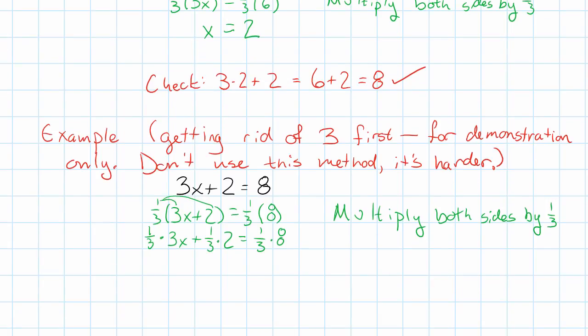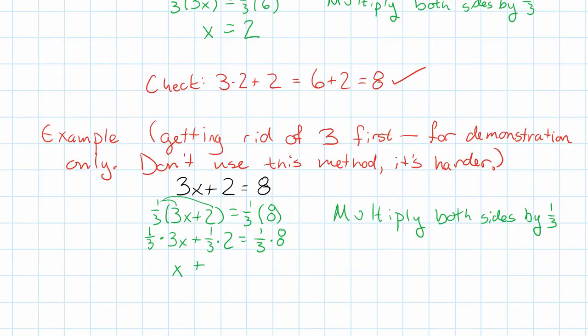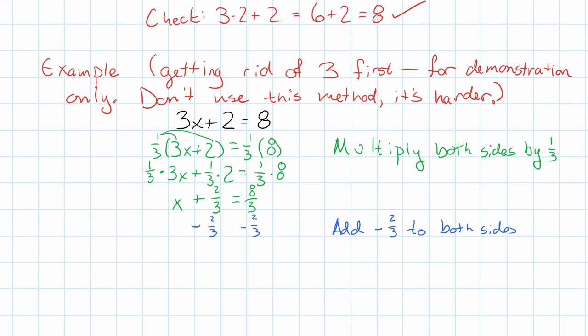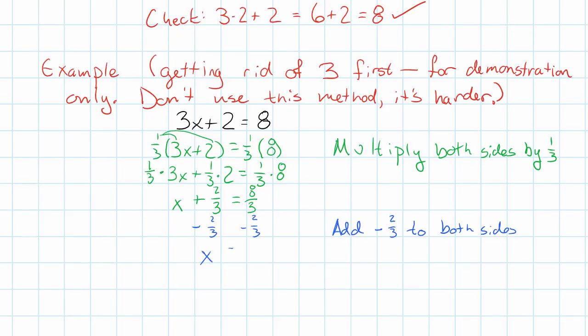Actually working out the arithmetic, 1/3 times 3 is 1, so this is just x. 1/3 times 2, of course, is 2/3, and 1/3 times 8 is 8/3. Okay, now I need to get rid of the 2/3. I need to add its additive inverse to both sides. I'm just going to write that as minus, since plus the opposite really does just mean subtract. So 2/3 plus negative 2/3 is just 0. I'm left with just x here.